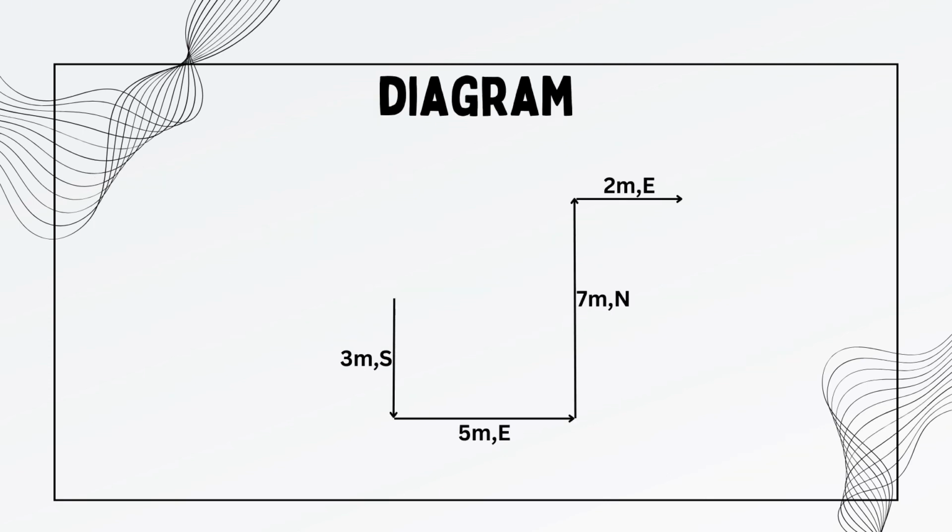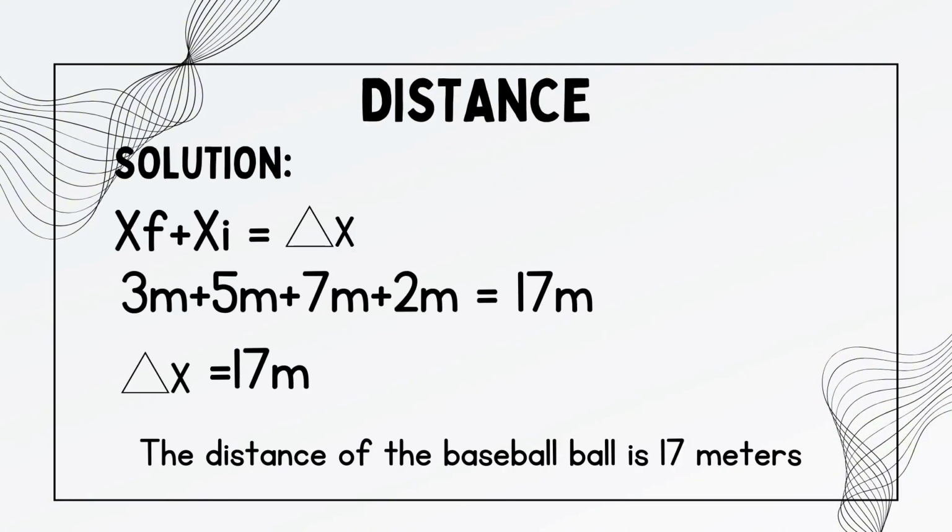This is the diagram that we can make with the given values. Now let's start first. Solve the distance. This is the formula that we're going to use to solve the distance. Let's start solving it now. Substitute the given values into the formula. 3 meters plus 5 meters plus 7 meters plus 2 meters is equal to 17 meters. So the distance of the baseball is 17 meters.